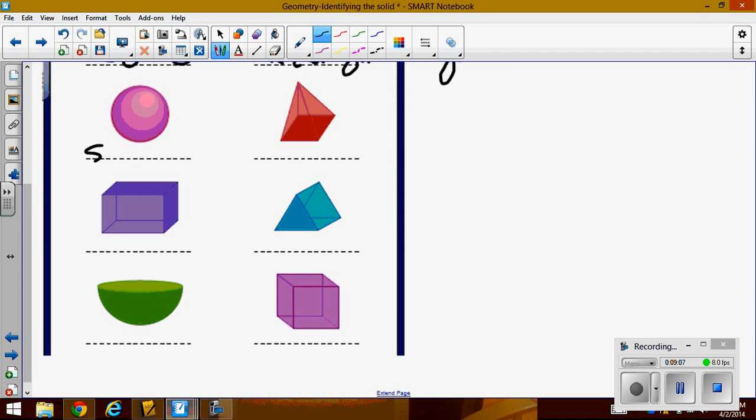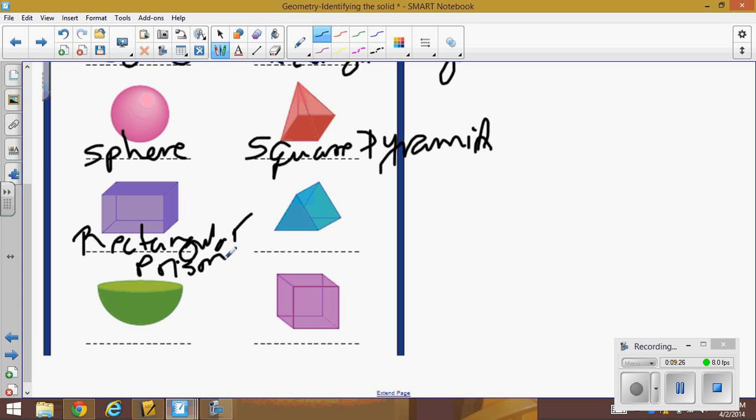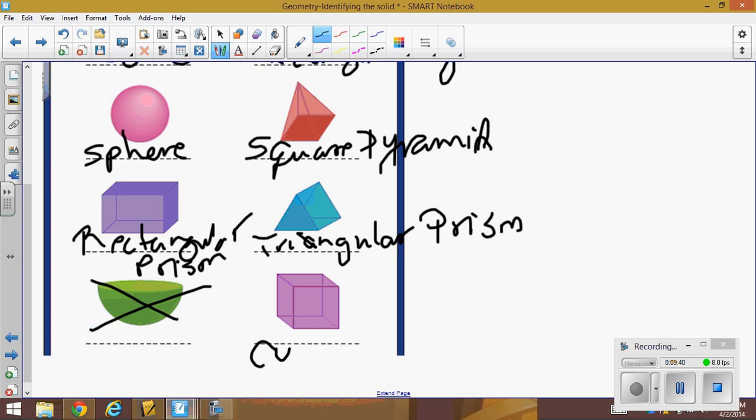Okay, this is called a sphere. This is called a square pyramid. This is called a rectangular prism. This is called a triangular prism. This is called half a sphere. I'm not sure if it's got another name, but don't worry about this. The last shape, we can call it a cube.